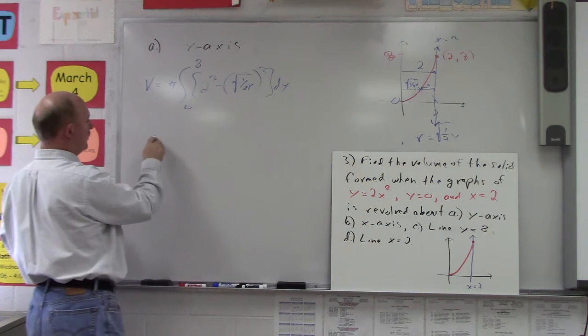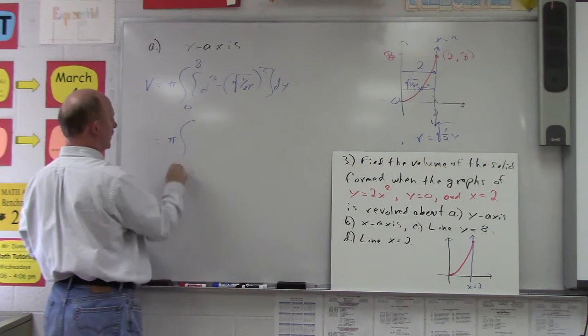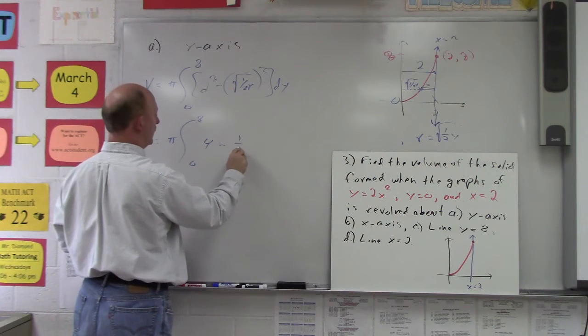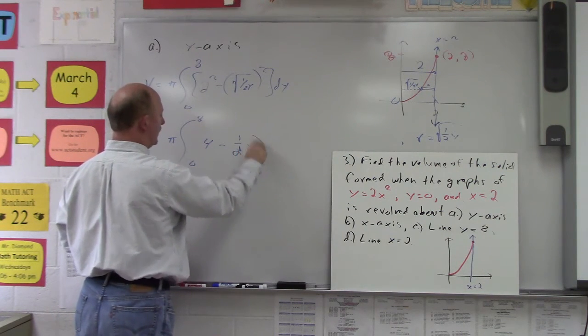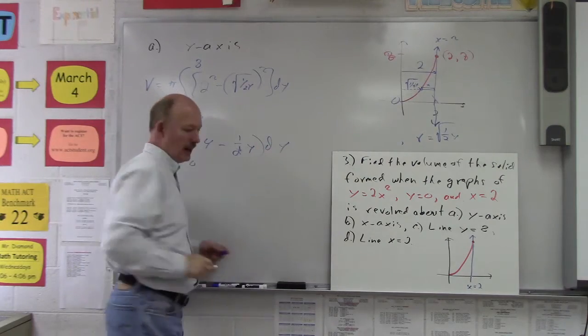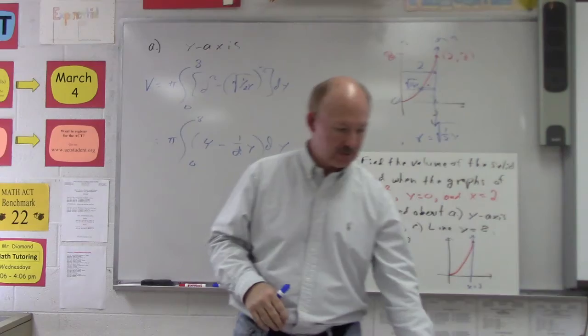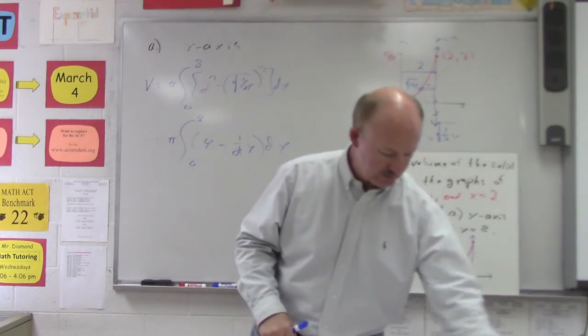Now I'm going to take it one step further and see if we can simplify this a little bit. So it becomes the integral from 0 to 8 of 4 minus 1/2 y, dy. And from here it's just a matter of finding your antiderivative. And like I said, I'm not going to work this one all the way out. We just want to set it up.